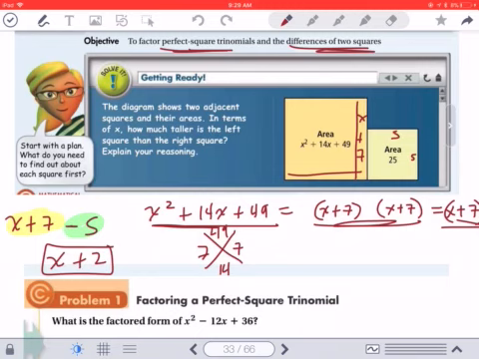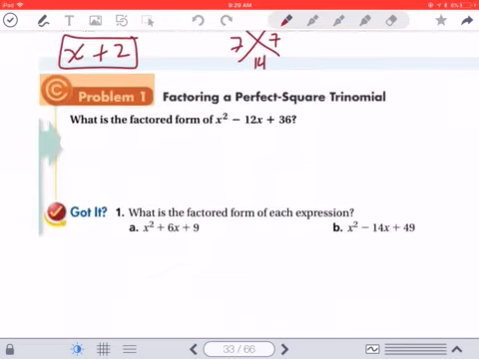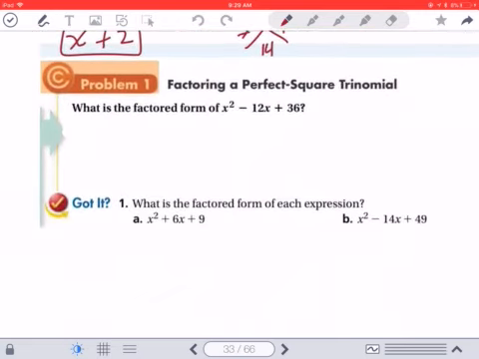All right, so we have two parts of the notes. First one is to factor perfect square trinomials, and then day 2, we're going to do difference of squares. So day 1, perfect square trinomials. Day 2, 8-7, difference of squares. So factoring a perfect square trinomial. What is the factored form of x squared minus 12x plus 36?